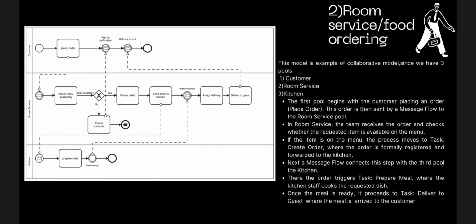service, and kitchen. The first pool begins with the customer placing the order. This order is sent by a message flow to the room service pool, which is the second pool. In room service, the team receives the order and checks whether the requested item is available on the menu. If the item is on the menu, the process moves to the task create order, where the order is formally registered and forwarded to the kitchen.